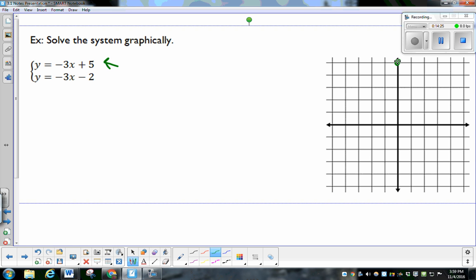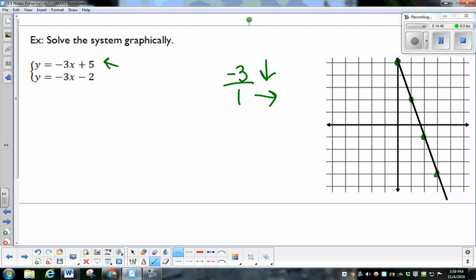I put my y-intercept. My slope is negative 3, which I can write as negative 3 over 1. That means rise negative 3, run positive 1. So down 1, 2, 3, over 1, and repeat. Go ahead and draw your line through those points, and draw arrows on the ends. It should look nice and neat.